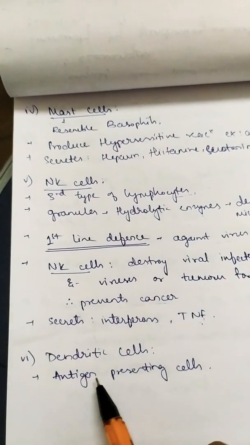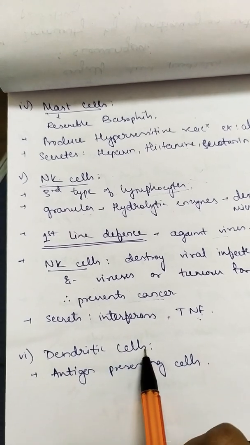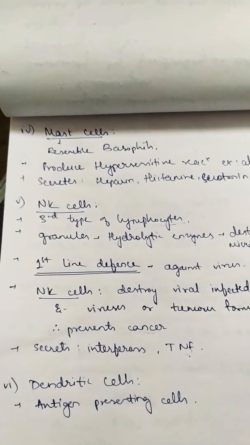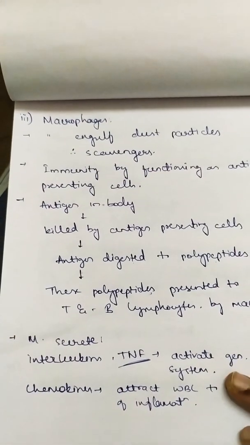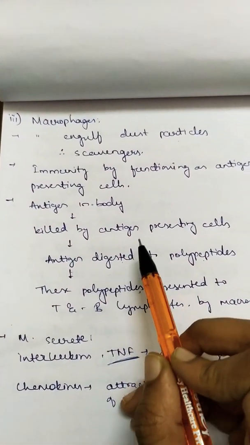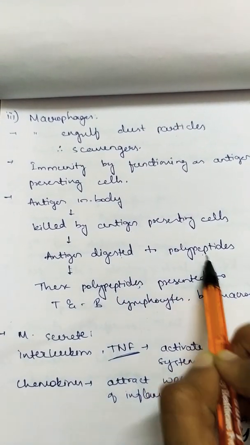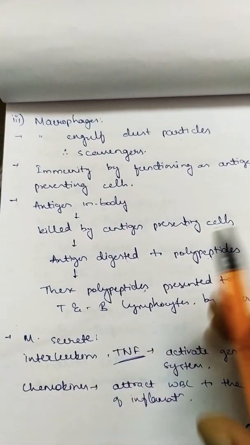Next, defense by dendritic cells. They are nothing but antigen presenting cells. We read that antigen presenting cells are going to kill the antigen, convert it to polypeptides and then present it to T and B lymphocytes.